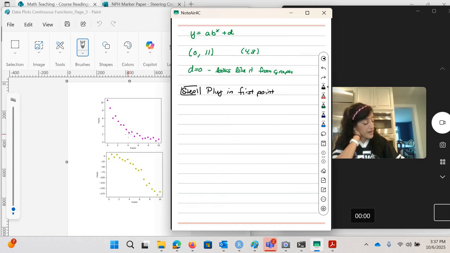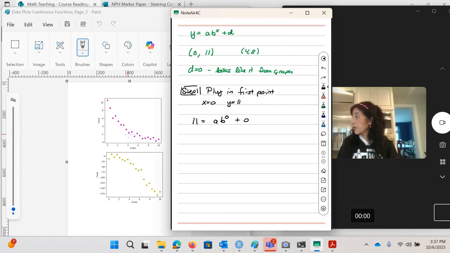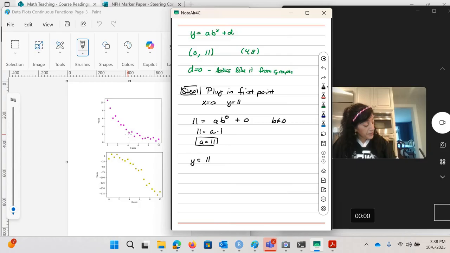All right, so from the first point, step 1, when x is 0, y is 11. Plug it in, I get 11 is a times b to the 0 plus 0 because d is 0. So b to the 0 is going to be 1. Anything to the 0 power is 1, except 0 to the 0, so be careful. But assuming b is not 0, this is 1. And so I get a equals 11. And so now I have y is equal to 11 b to the x. That's my model so far.